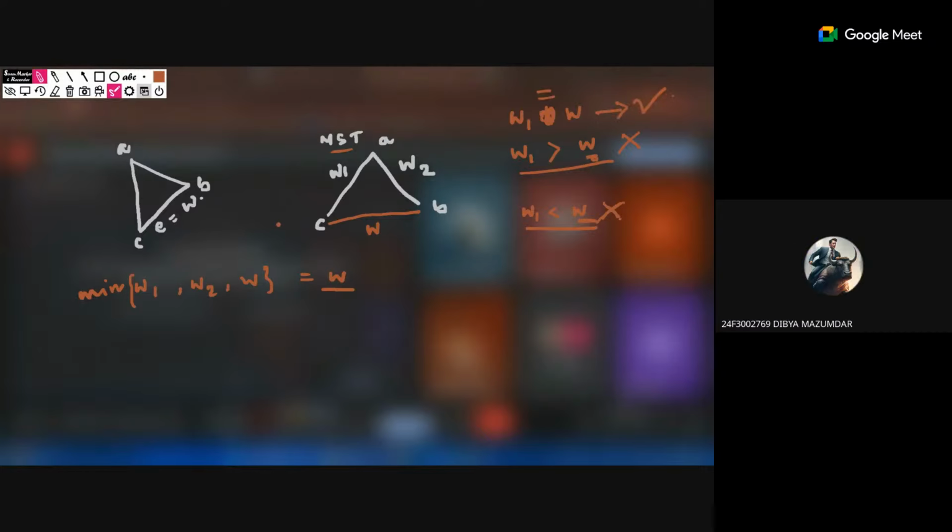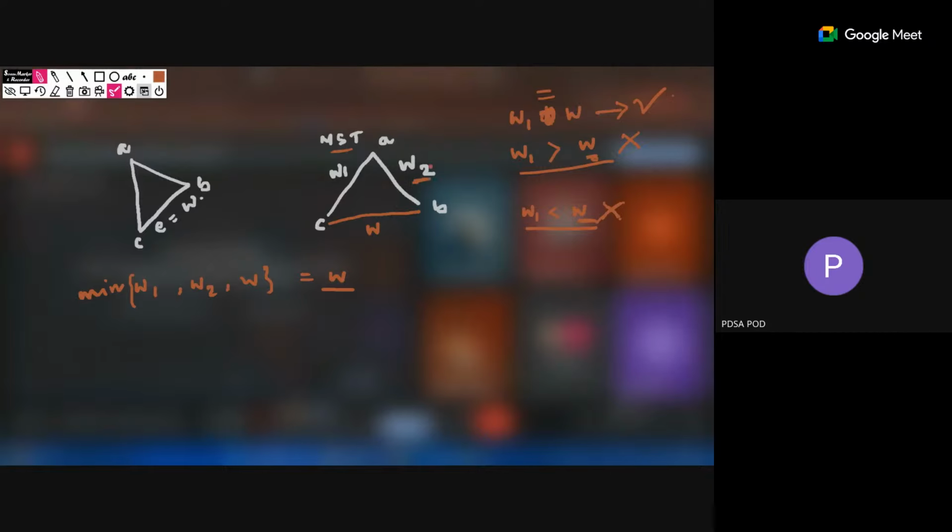So all edge weights will be equal to W. Exactly. These are basic properties of minimum spanning trees, and these are simple proofs that you can find online. The same thing holds for W2 also.